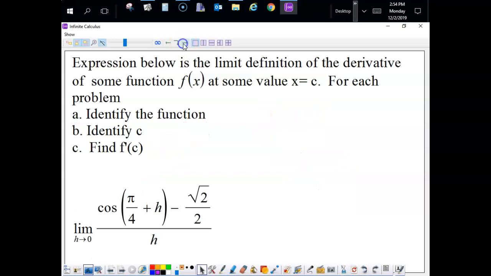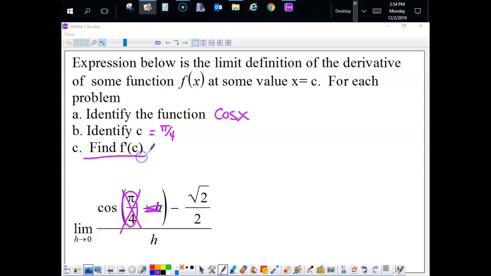Let's go ahead and take a look at another one here. For this one, notice my c value is pi over 4. The function is what I would get if I replaced this with an x and got rid of the h, so it's cosine of x.